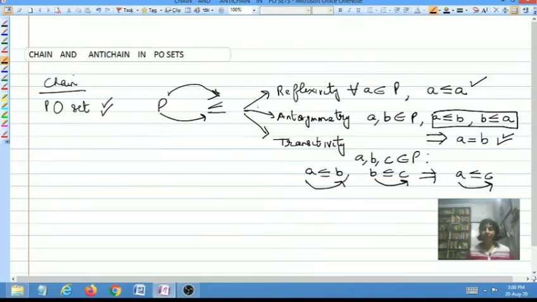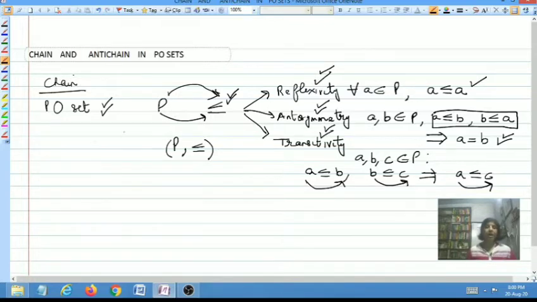Now if for a set P and the relation less than equal to, reflexivity is satisfied, antisymmetry is satisfied, and transitivity is satisfied, then you say that P is a PO set with respect to the binary relation less than equal to, or P is a partially ordered set with respect to the relation less than equal to, or sometimes we even call it in short an ordered set. So that was something about PO sets, which I have already discussed in my earlier video lectures.